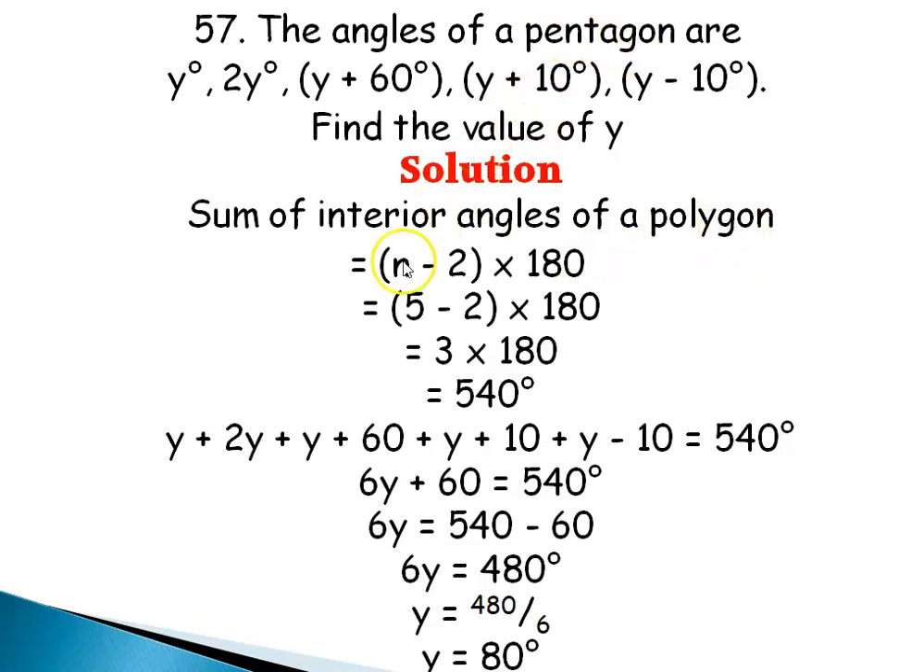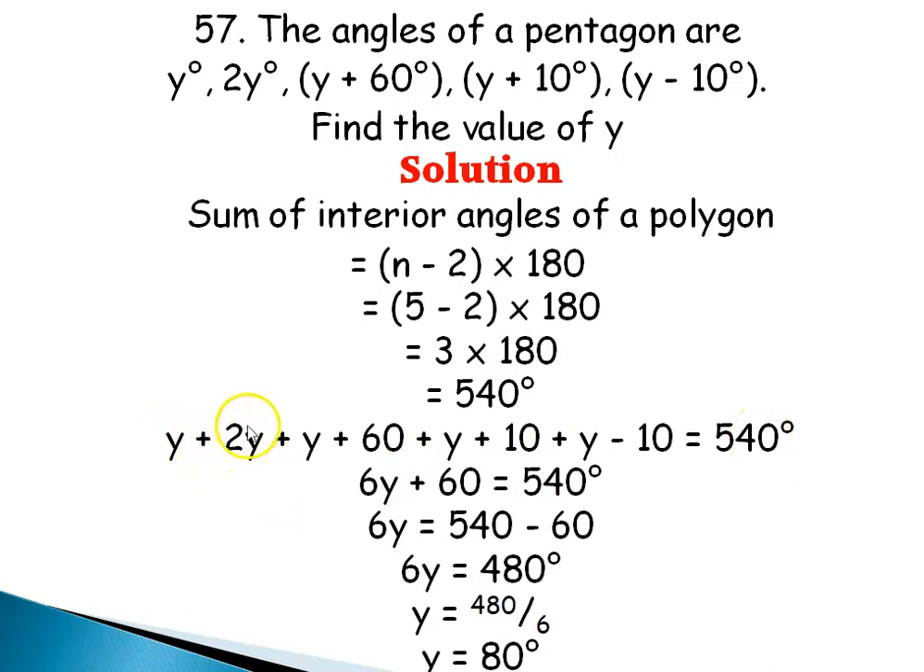Since it's a pentagon, my n will be 5. So I'll put n as 5 into this formula: n minus 2 multiplied by 180. So 5 minus 2 multiplied by 180. 5 minus 2 is 3. 3 times 180 is 540 degrees. So now I know the sum of the interior angles. I can now add all these angles together and equate them to this sum.